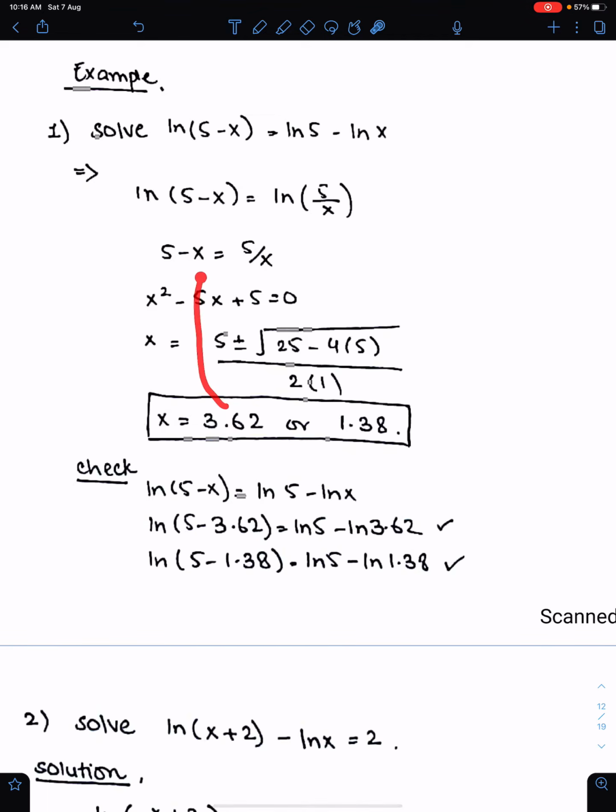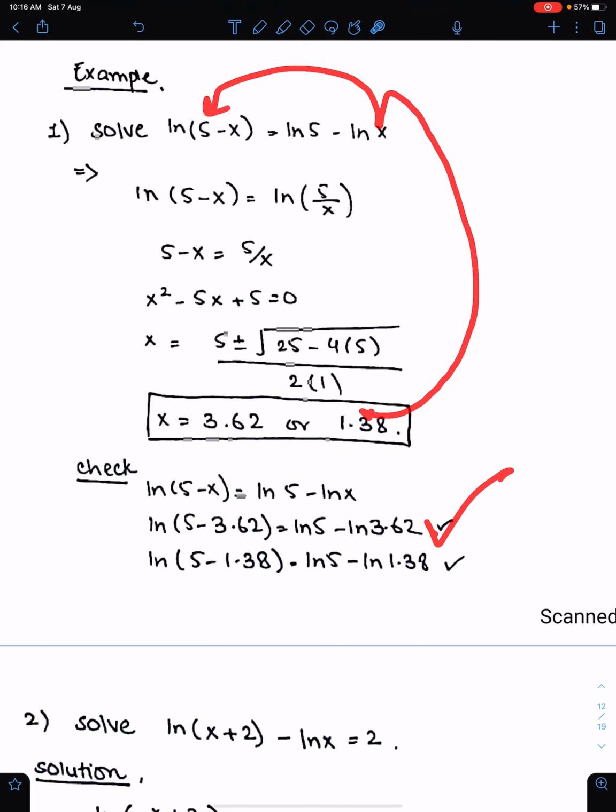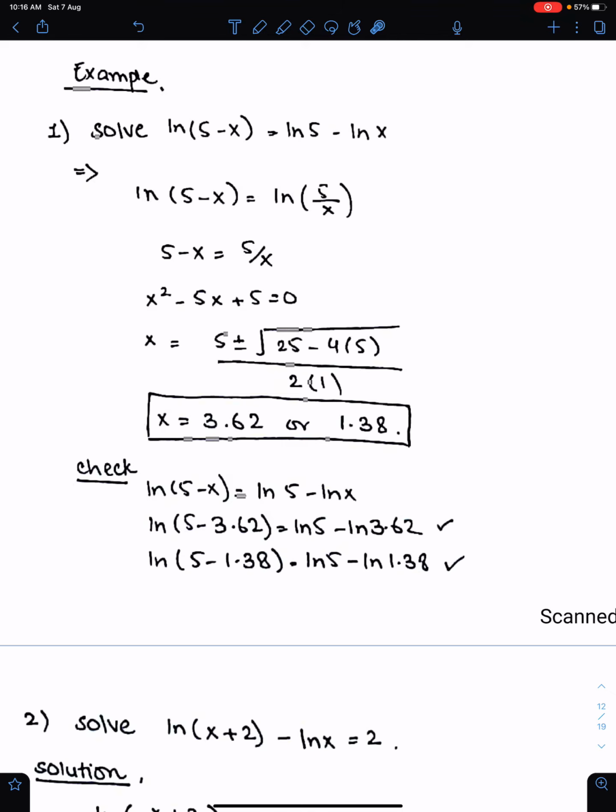When you substitute 3.62 here, you will get a positive log. And when you substitute 3.62 here, this is also positive. So logarithms are defined for positive values only. So both logarithms are fine with this answer. So if you substitute 1.38 here and here, both logarithms are positive. So this is also fine. So both answers are right.